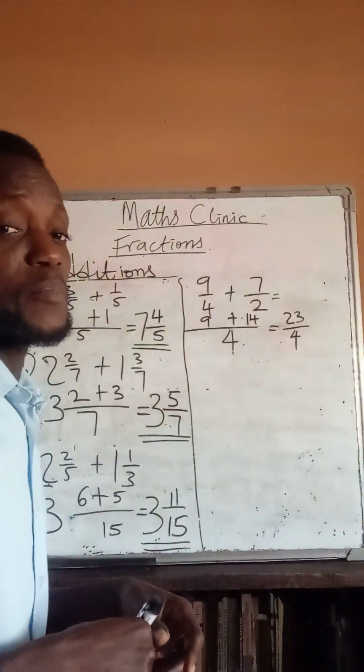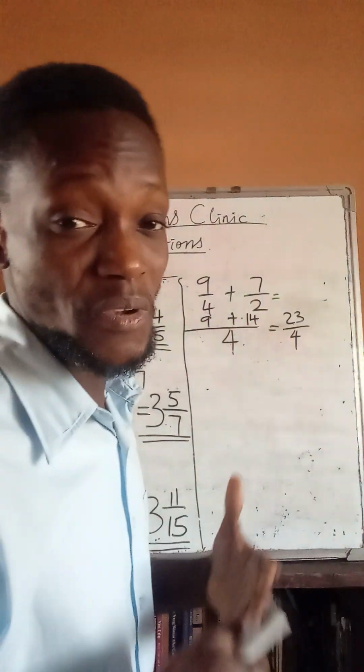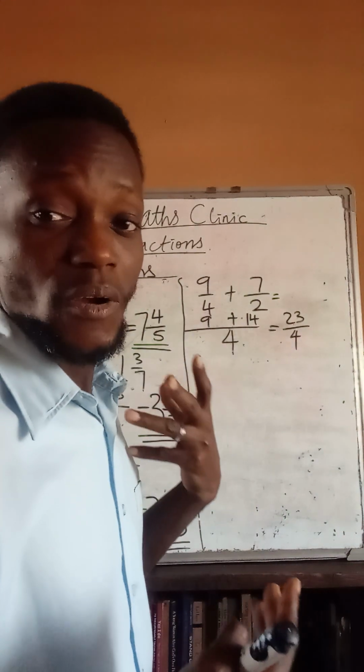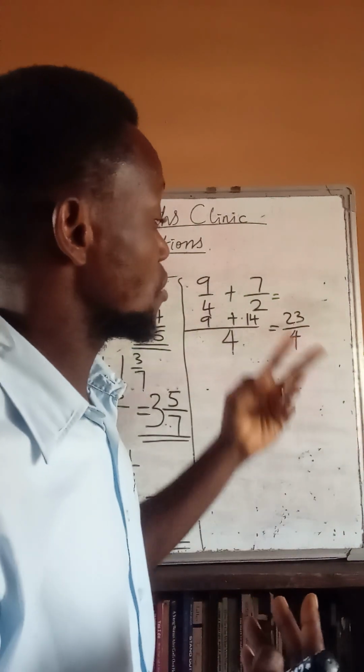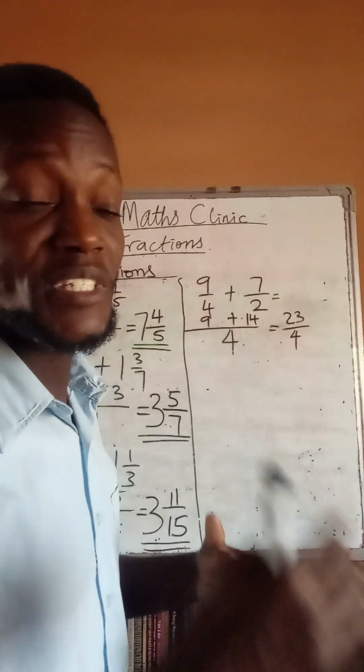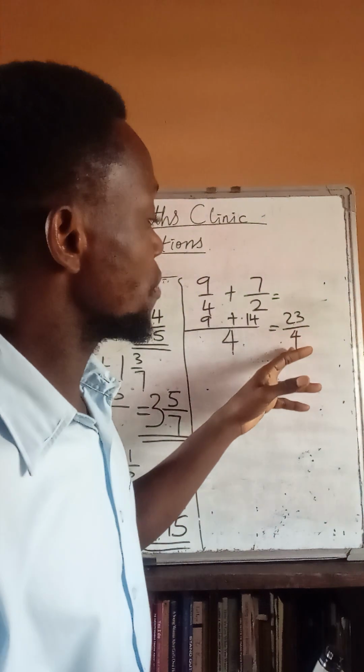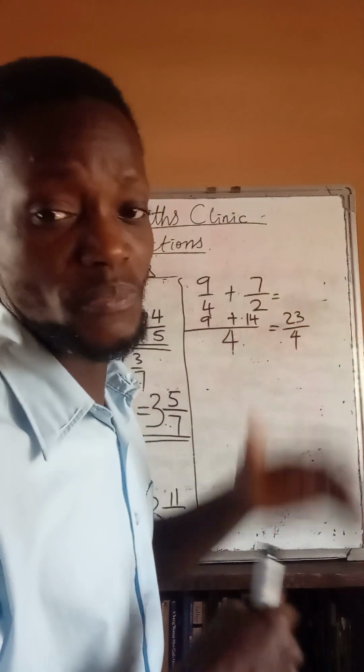It's still an improper fraction, but sometimes in your textbooks you may not see 23 over 4, particularly those of us that are writing entrance examinations. What you'll be seeing will probably be mixed numbers. So how will you split this down to a mixed number?